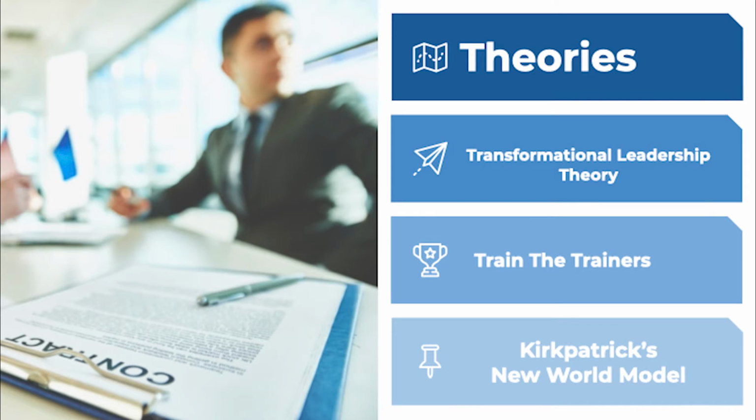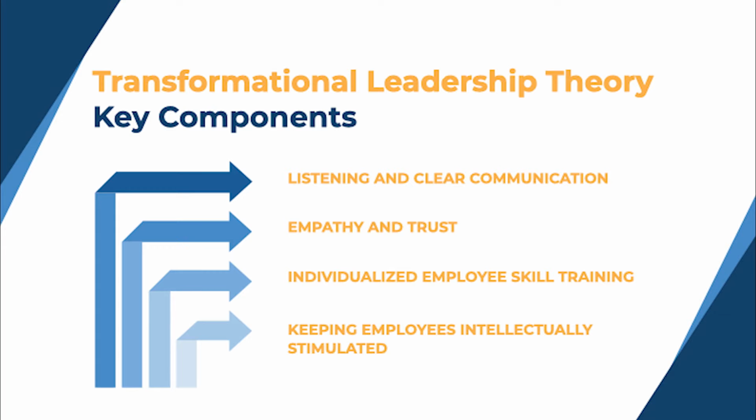Key theories. The key theories involved in this plan are as follows. 1. Transformational leadership theory as the basis of the information to be taught. The key leadership skills focused in transformational leadership theory are listening and clear communication, empathy and trust, individual employee skill training, and keeping employees intellectually stimulated without overwhelming them.